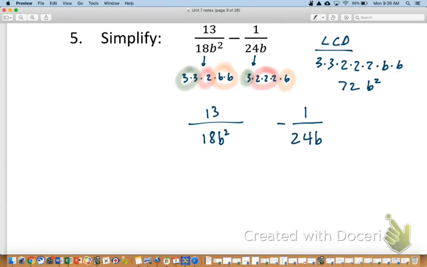Okay, so let's see if we can do the same kind of thing we did with the previous one. How do I get 18b squared to become 72b squared? Multiply by 4. That's right. So if I go times 4 times 4, sorry? What, Morgan? 18 times 4 is 72. If you want the 18 to become a 72, you got to multiply it by 4. Okay. How do I get the 24b to become 72b squared? Times 3b, times 3b.